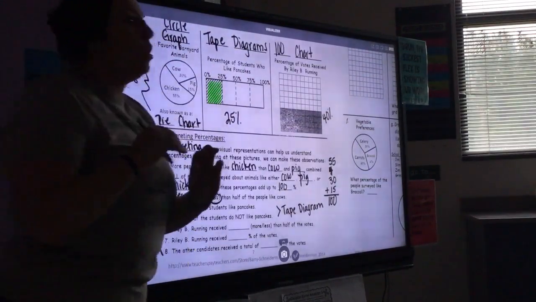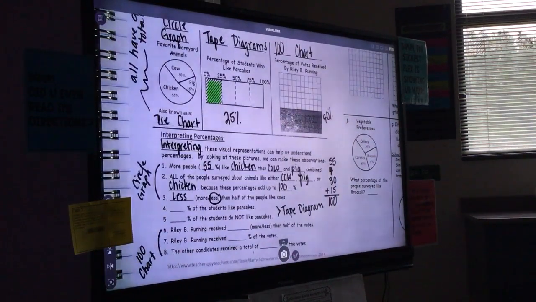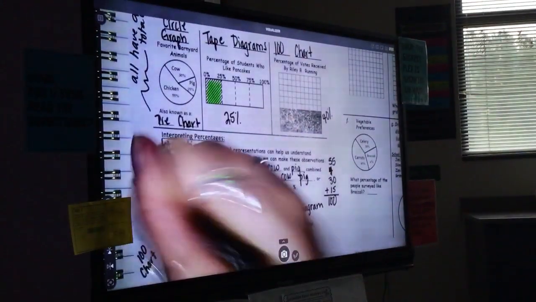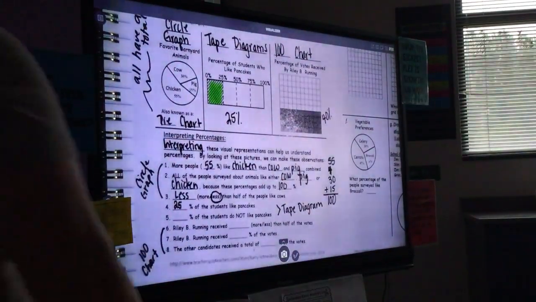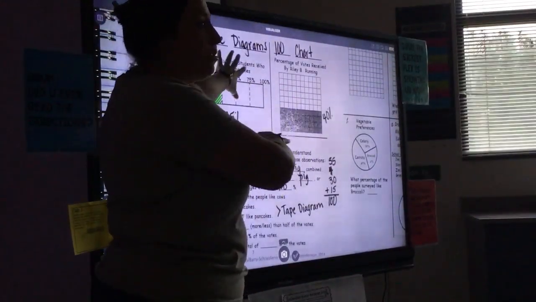Okay? So how many students like pancakes? Ansley, I have a question. How much is shaded in? 25. So then how many students like pancakes? Yep, 25%. So again, there's only 25% of students who actually like pancakes in this particular survey.